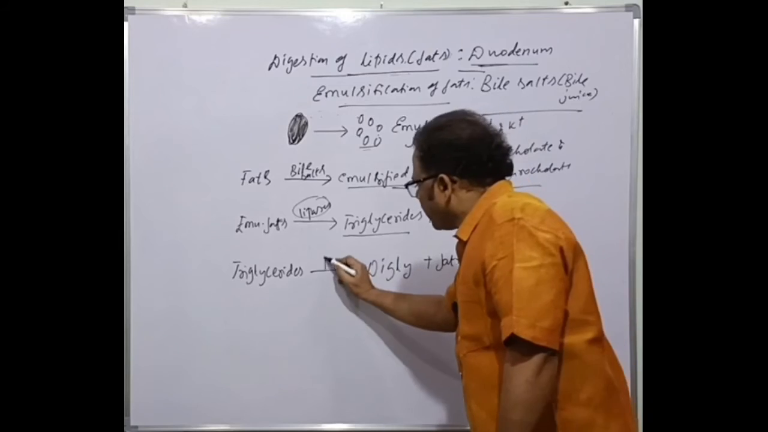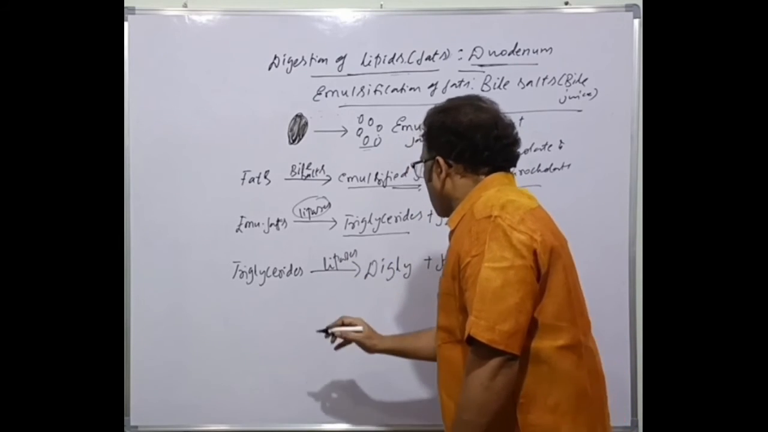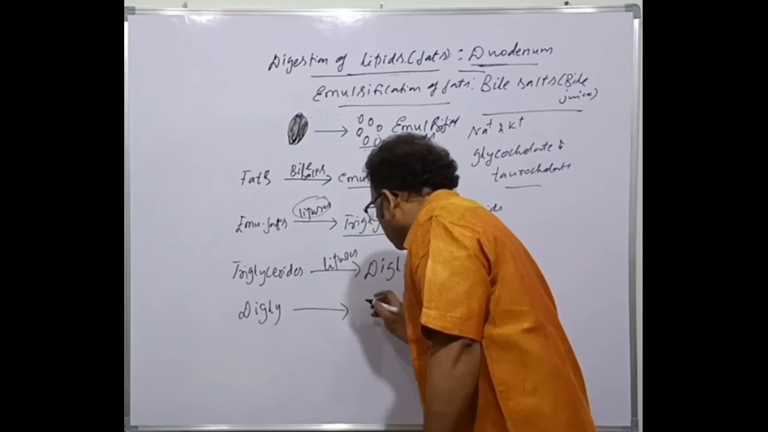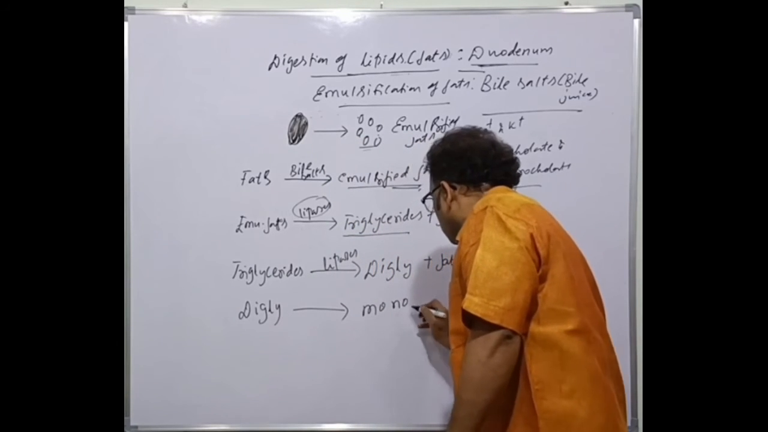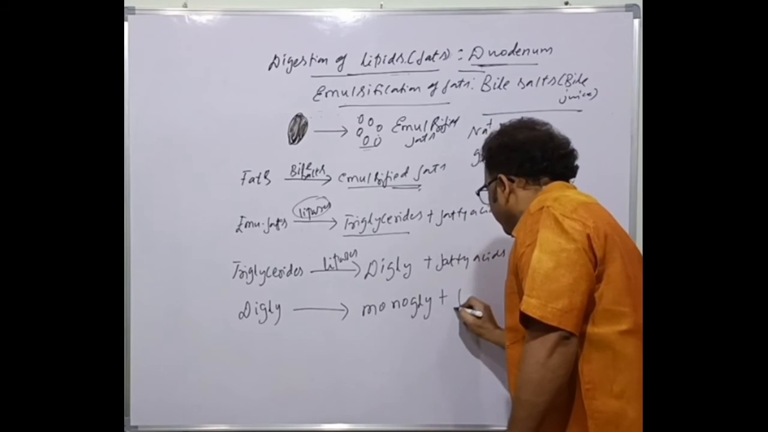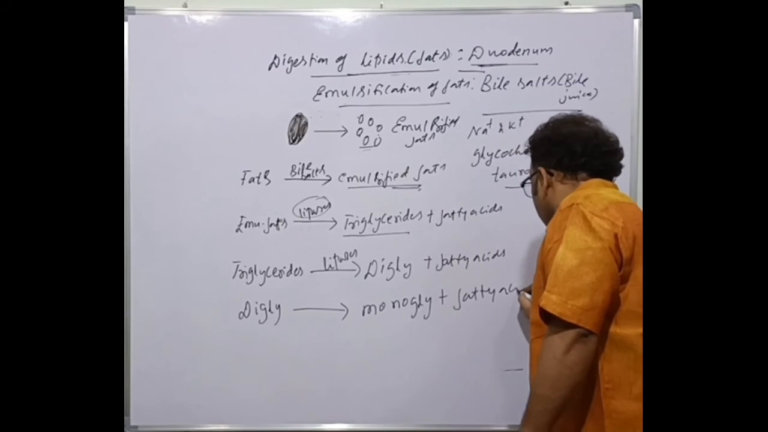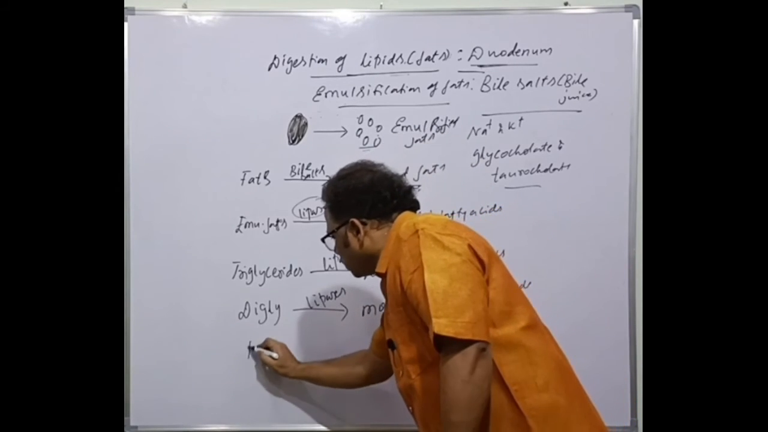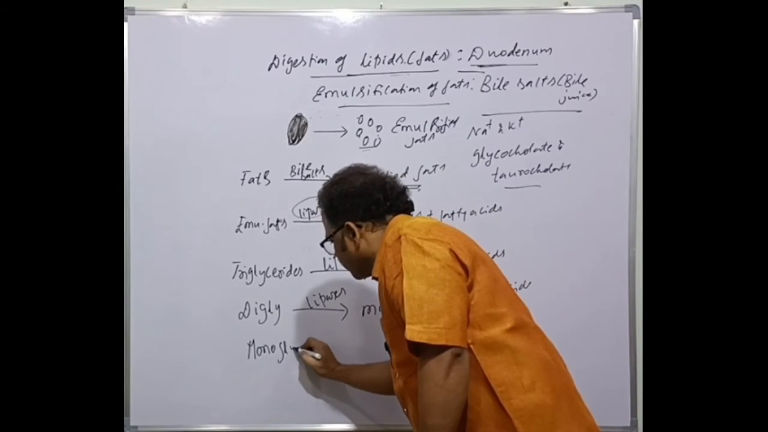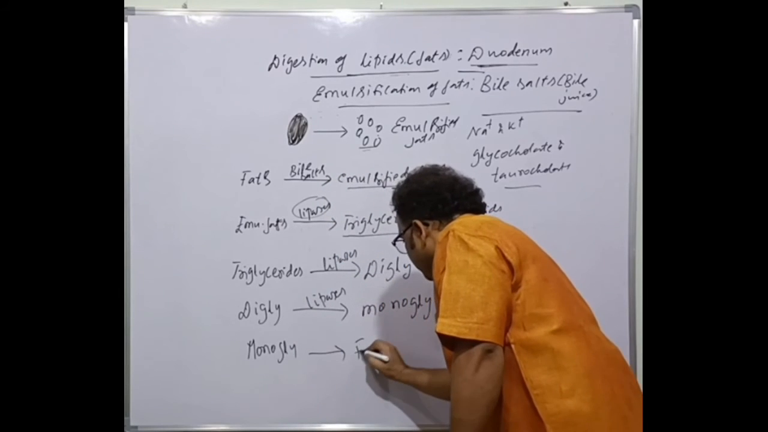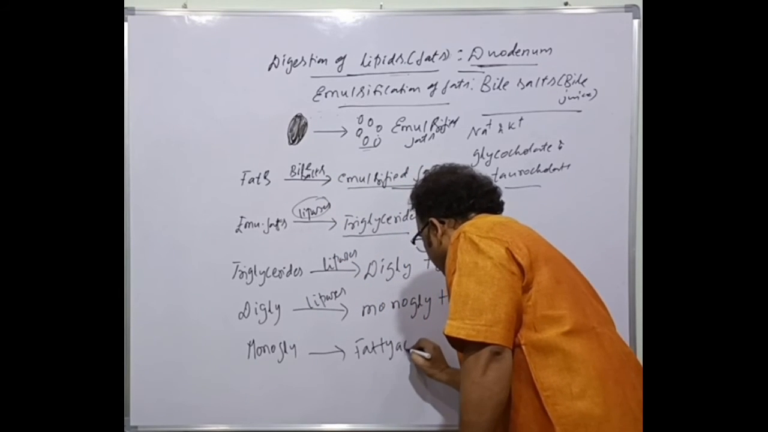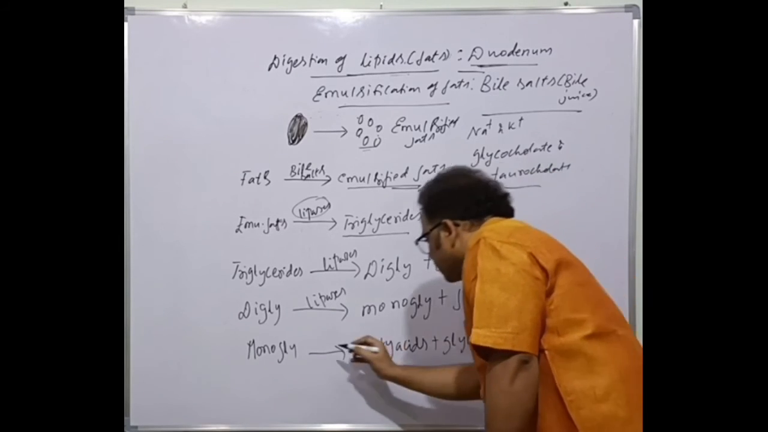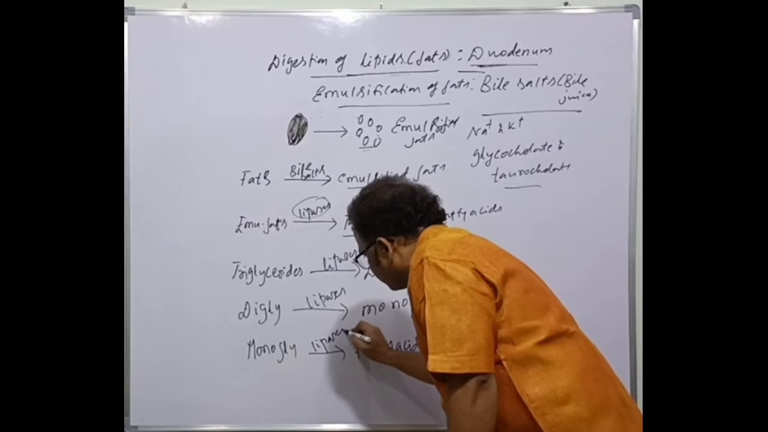In the presence of lipases again, the diglycerides are converted into monoglycerides and fatty acids. In the presence of lipases again, the monoglycerides are converted into fatty acids and glycerol. Again, in the presence of lipases.